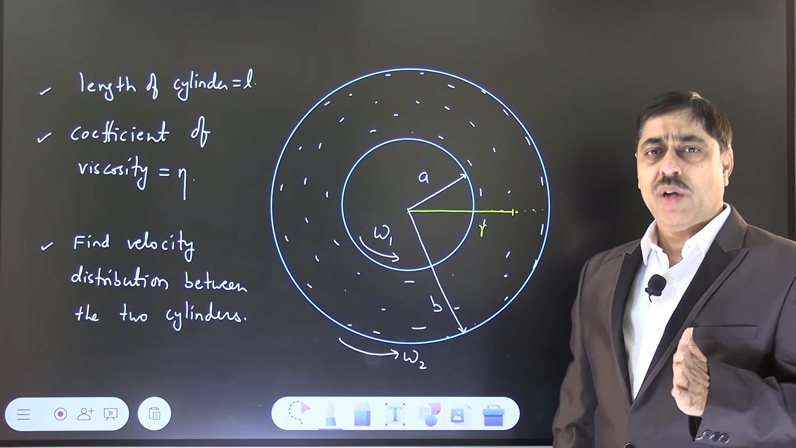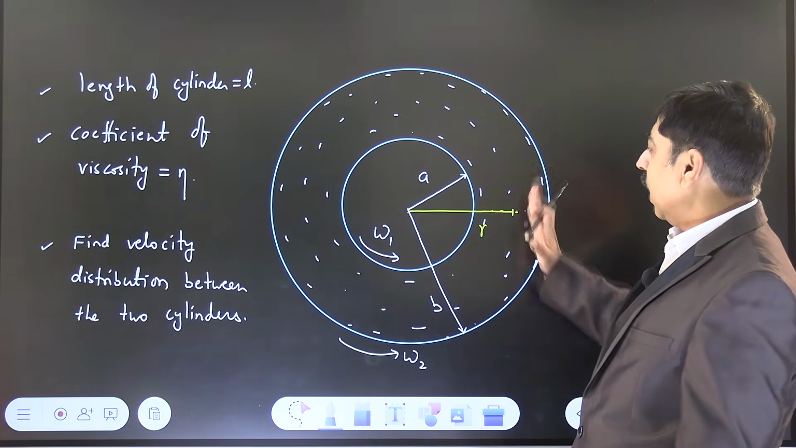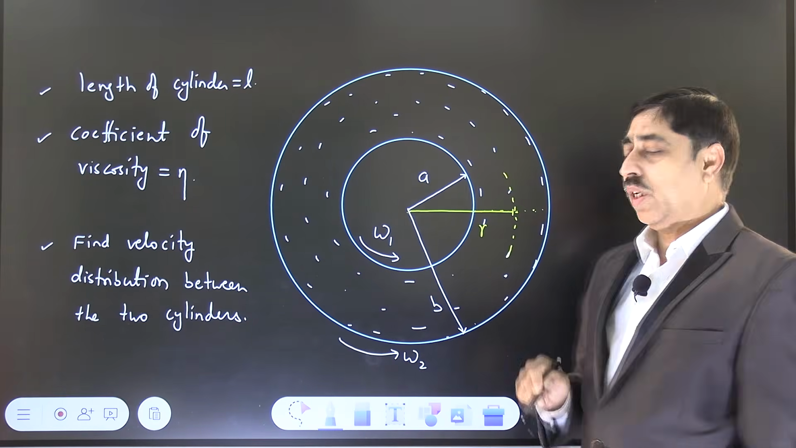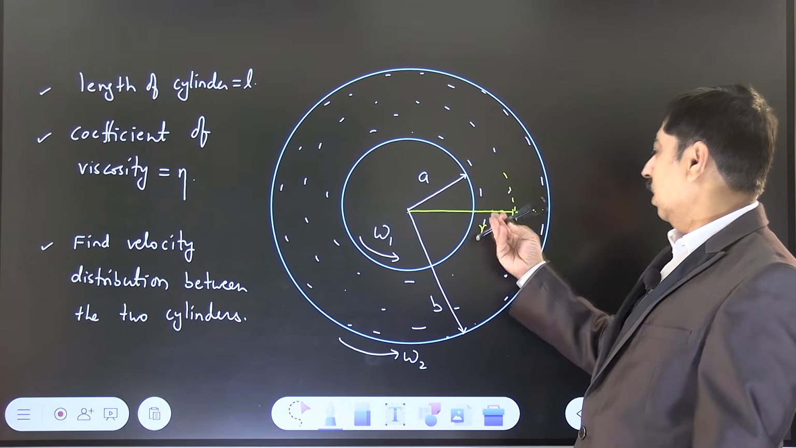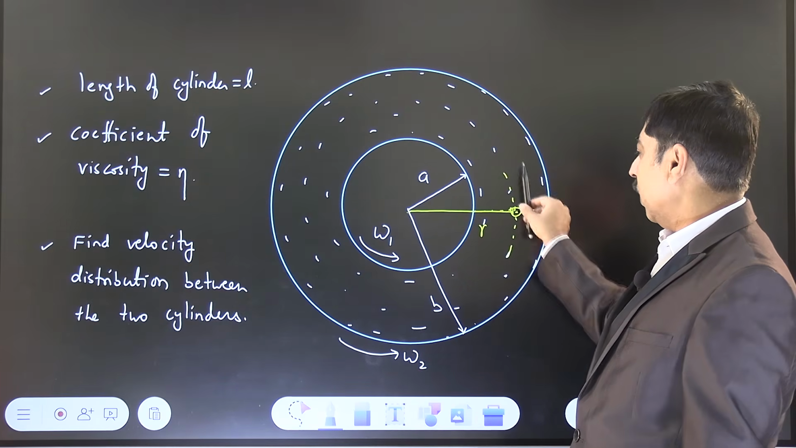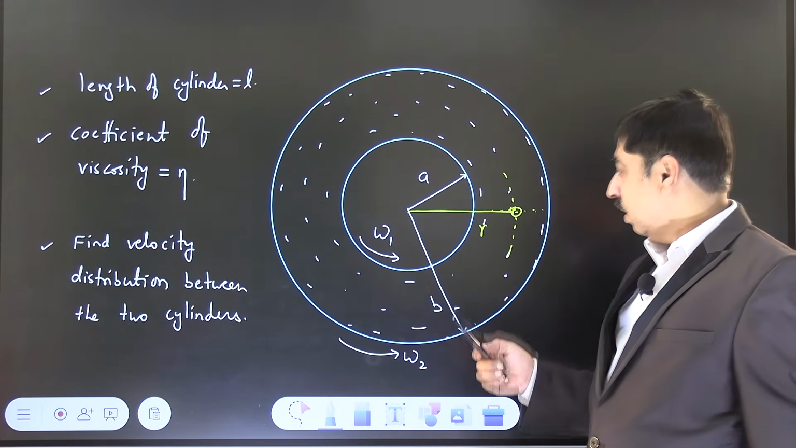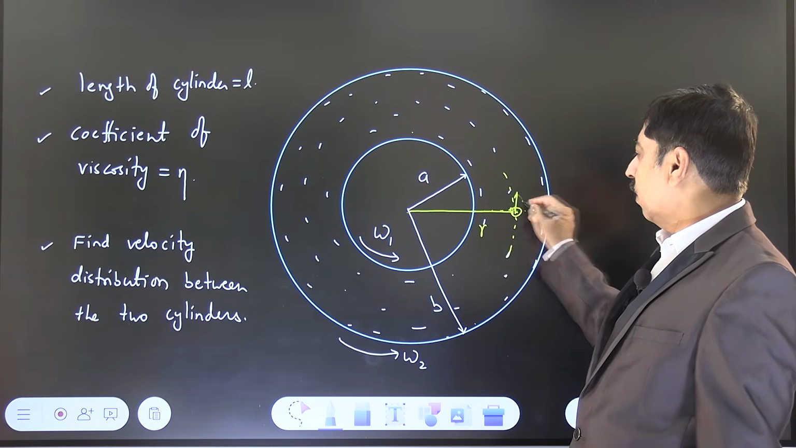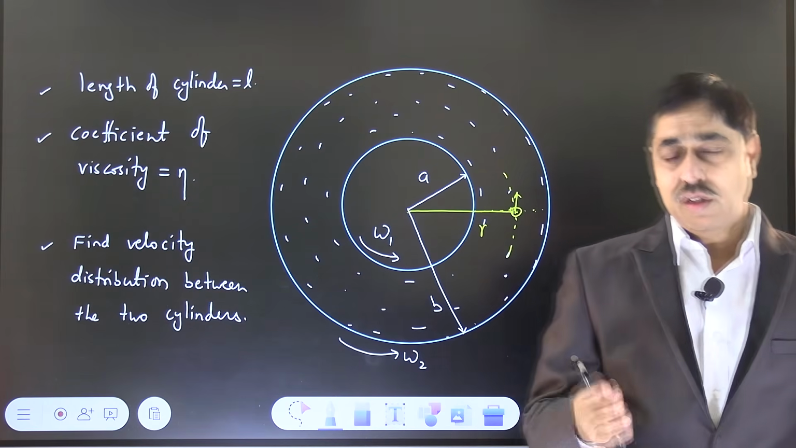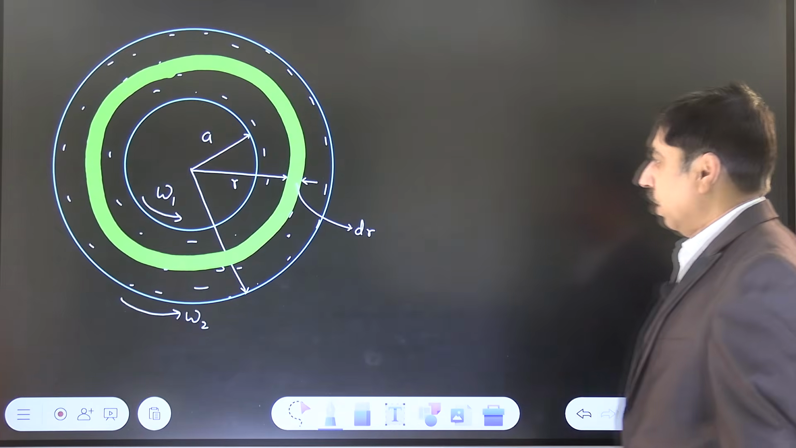So all fluid particles move tangential, tangential to their respective position vector. If a fluid particle is here, it moves tangential, means it moves perpendicular to the radius. So assuming that, you have to write the speed of a fluid particle at a distance r. If you want to give it a try, do give it a try on your own. Here I am proceeding with my solution.